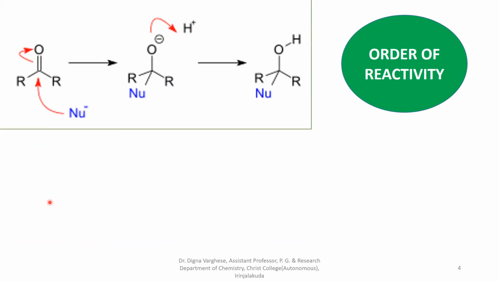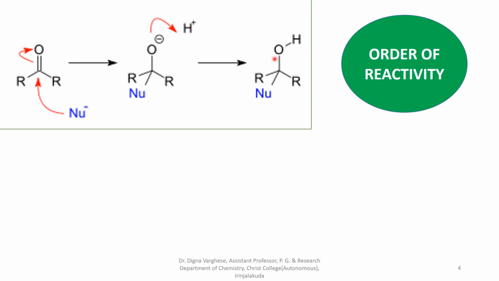What about the order of reactivity? That means, is nucleophilic attack favored more in aldehyde or in ketone? Here you can see a ketone which is attacked by a nucleophile. The nucleophile attacks the carbonyl carbon and forms an sp3 tetrahedral alkoxide intermediate, which will react with H plus and form the adduct.